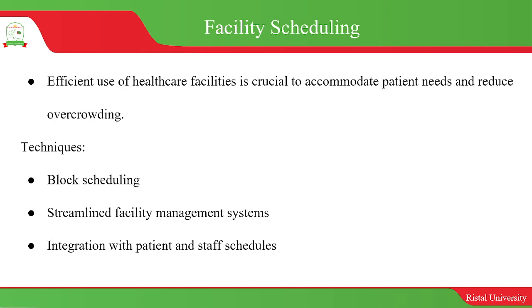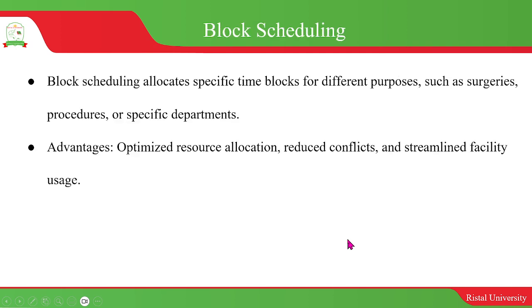Facility scheduling. Efficient use of healthcare facilities is crucial to accommodate patient needs and reduce overcrowding. Here we can use block scheduling, streamlined facility management systems, and integration with patient and staff schedules. With the block system, we mean where specific time blocks are allocated for different purposes, such as surgeries, procedures, or specific departments.